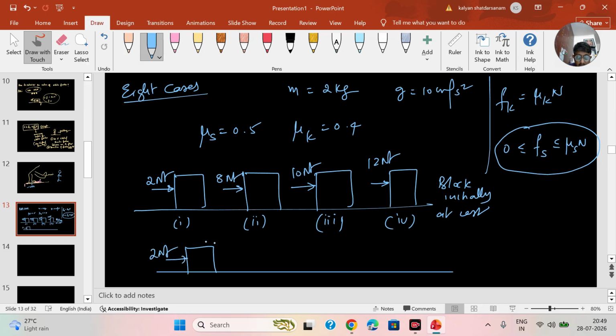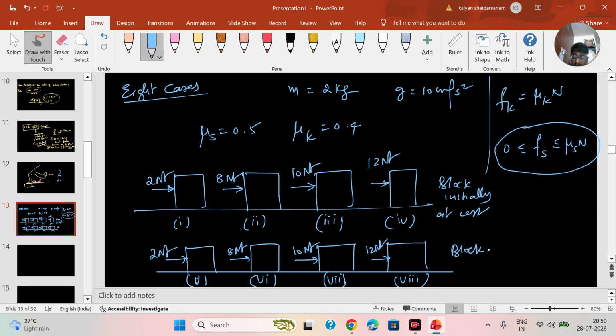2 Newton, same 8 Newton, same 10 Newton, same 12 Newton. Okay, I call this case 5, case 6, case 7, and case 8. And in these cases, block is already moving with a certain velocity of, let's say, 4 meters per second.